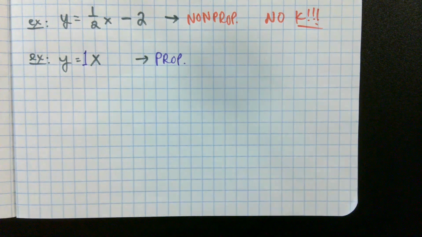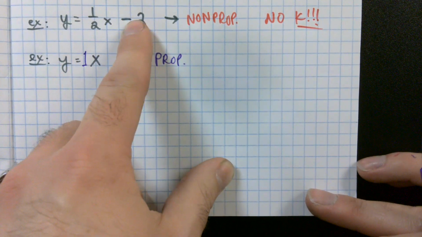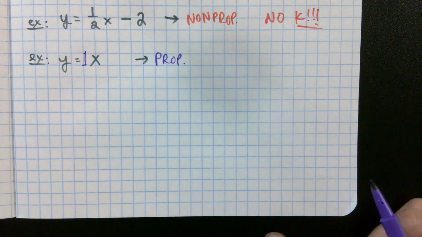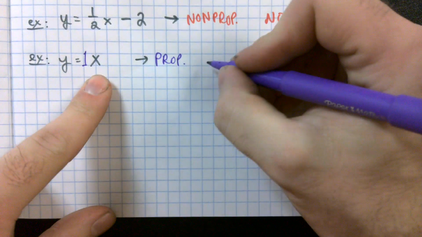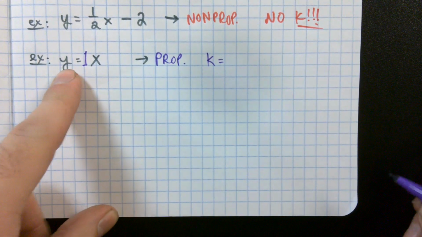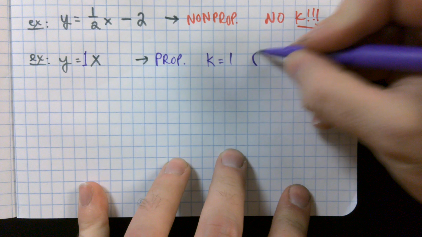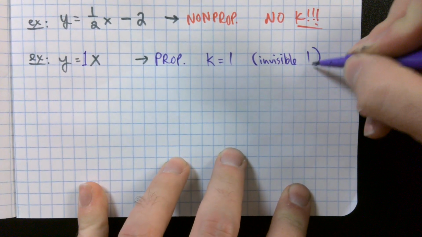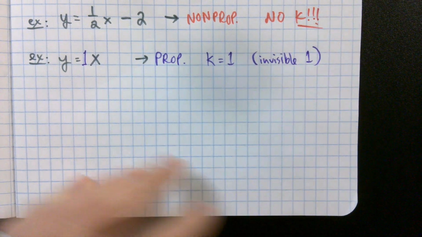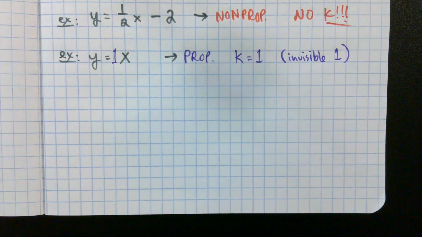That's the only difference we're looking for. Is there a number being added or subtracted on the end? If there is, it's non-proportional. So if this is proportional, what is my k equal to here? 1. It's just the number in front, right? Go ahead, off to the side, we're going to write invisible 1 so we don't forget. I'll let you guys catch up to that.